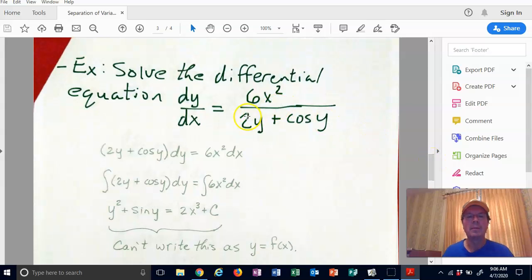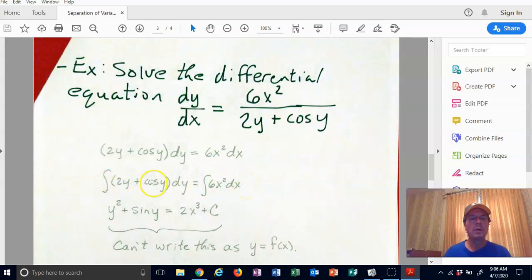So I'm going to multiply both sides by 2y plus cosine of y and multiply both sides by dx, which should be equivalent to cross multiplying in this case. So now I'm going to have the 2y plus cosine of y in parentheses dy equals 6x squared dx. I've separated the y stuff and put it with the dy stuff. I've got the x stuff with the dx stuff. All right. Let's go ahead now and integrate both sides.